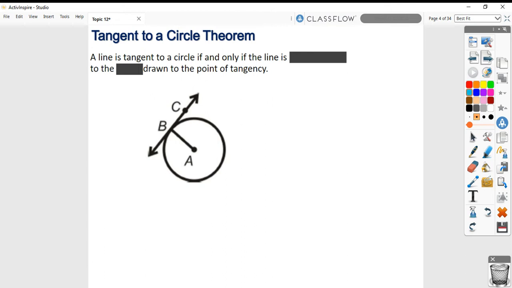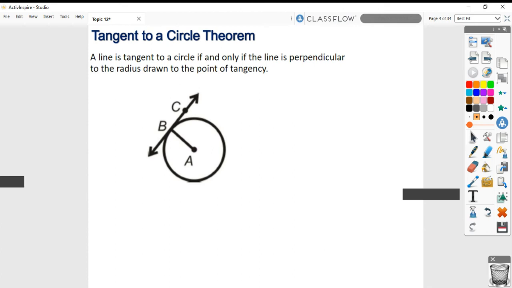Here's our first theorem today, and you'll see how it relates to triangles as we get to the practice problems. Okay? A line is tangent to a circle if and only if the line is perpendicular to the radius drawn to the point of tangency. Okay, you need to think about, in normal, regular, everyday words, no math terms, let's think about what this means. Instead of using a big fancy sentence like that.